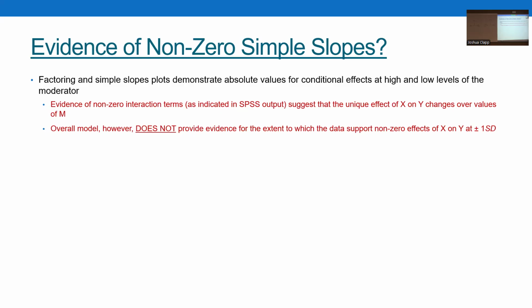The issue is this does not give you evidence of whether or not you have non-zero effects of X on Y at plus or minus 1 standard deviation or any other level of the moderator that you might want to set at, right?